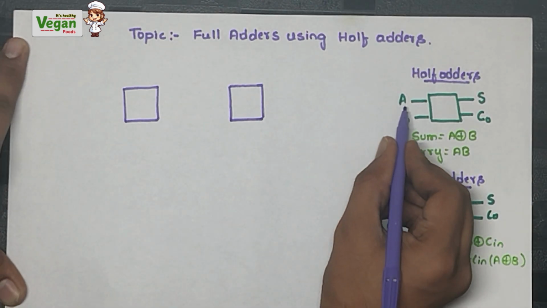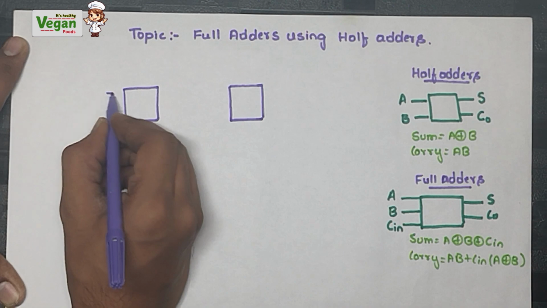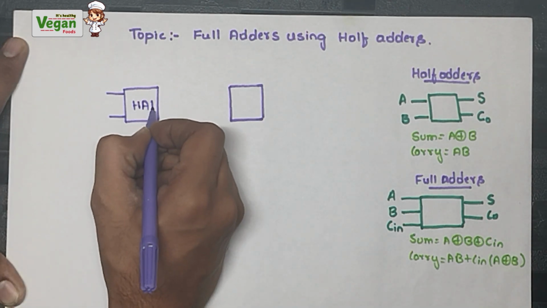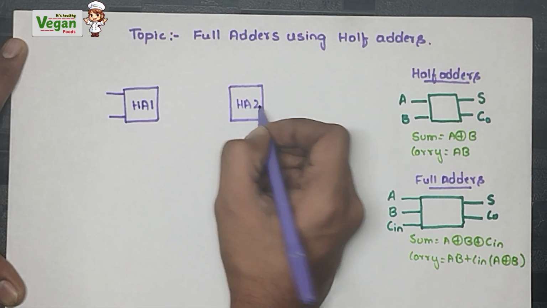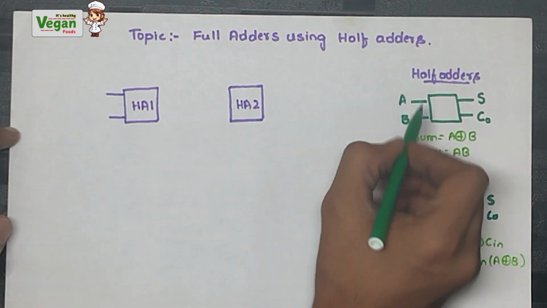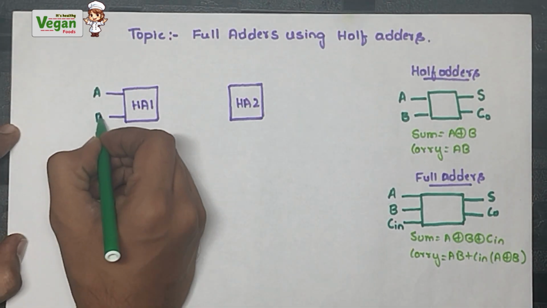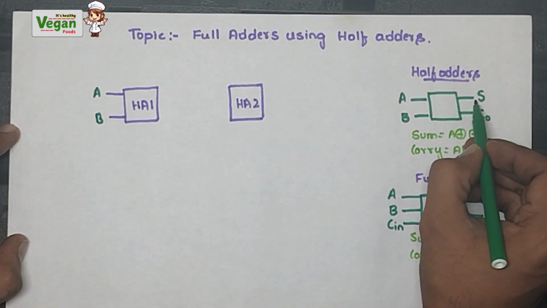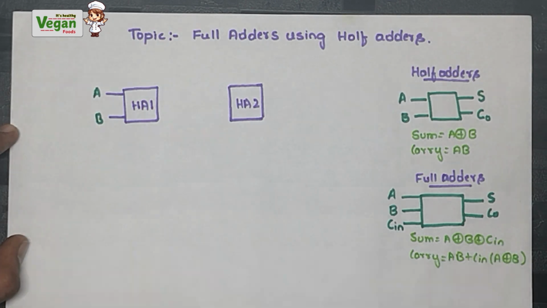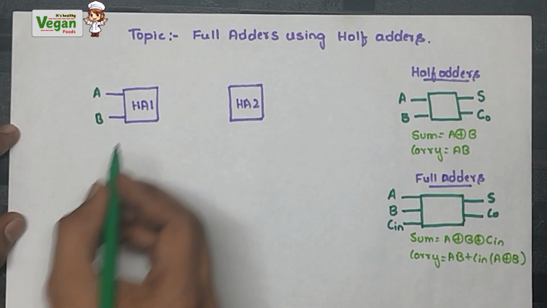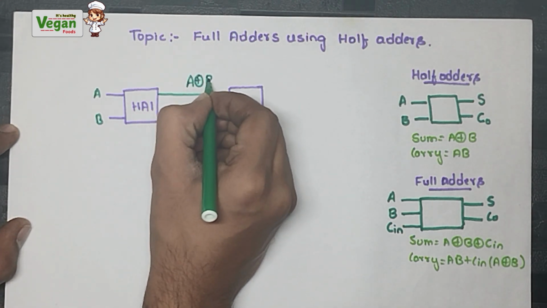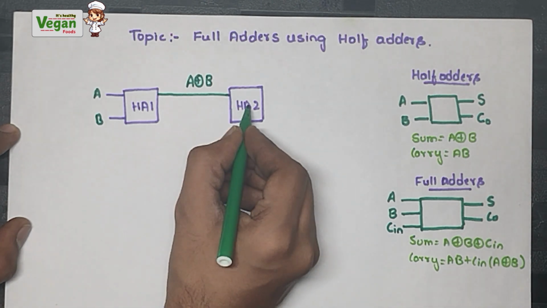We already discussed that half adders have two inputs. Let me call these half adder number 1 and half adder number 2. Let the two inputs be A and B itself. Now what will be the sum of the half adder? A XOR B. So we took the same A and B as the input, and we can call the sum A XOR B. A XOR B will be given as an input to the second half adder.